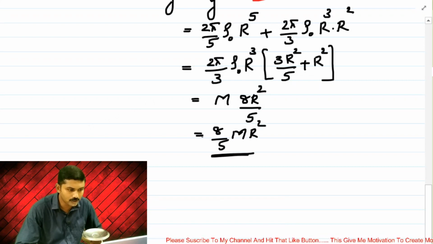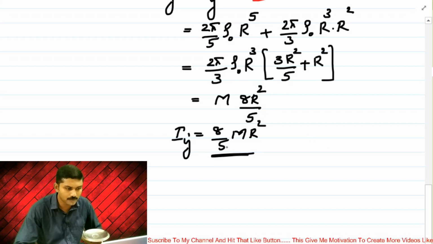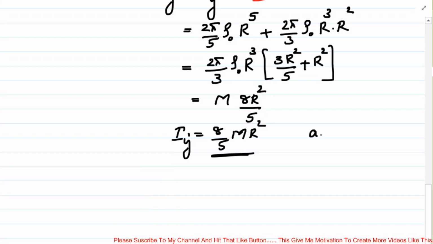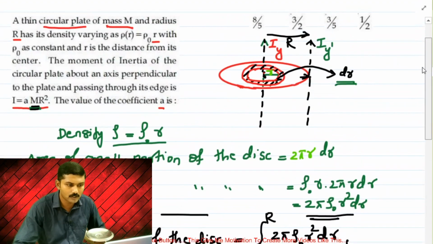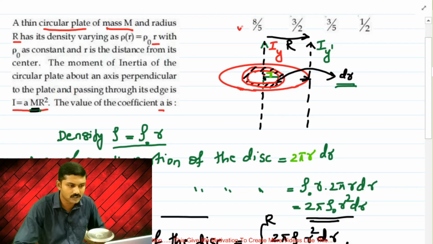So the coefficient, if I write it like this, is 8 by 5. The coefficient we have calculated here is 8 by 5, which is the right answer. If I go to the previous figure, I can find that the first value is the right answer.